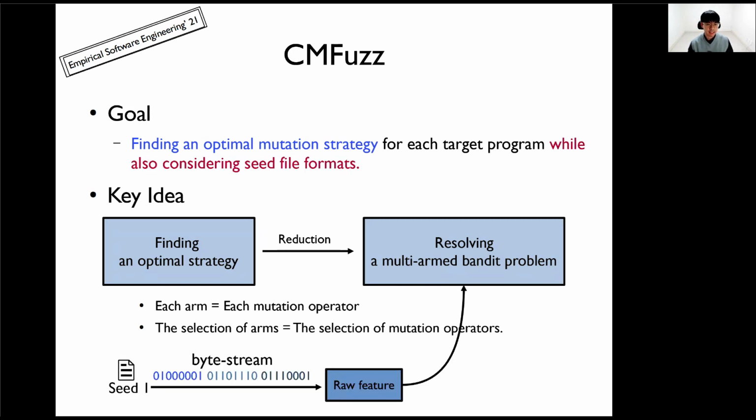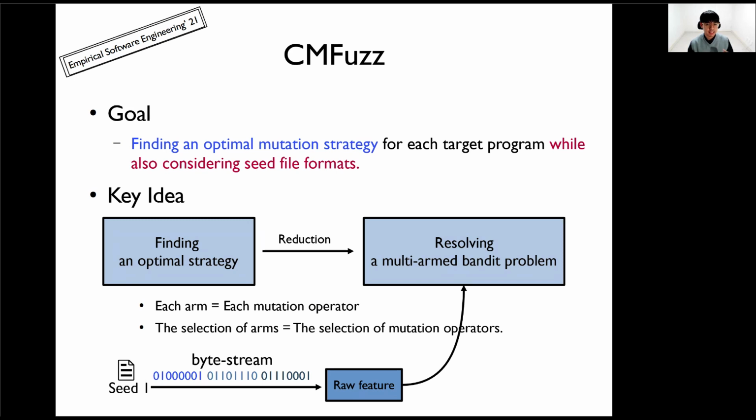And unlike MOPT, CMFudge additionally argues that we should consider seed file format as well for effective fuzzing. To do so, they additionally utilize the byte stream of each seed as the feature for running the optimal mutation strategy in the havoc stages.